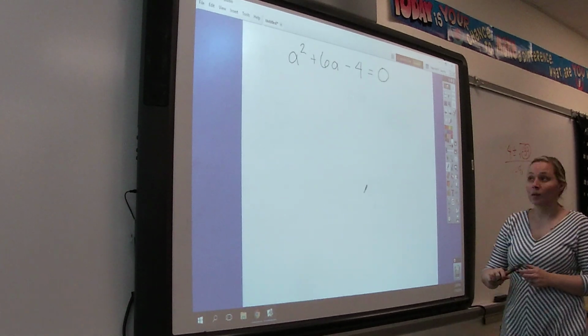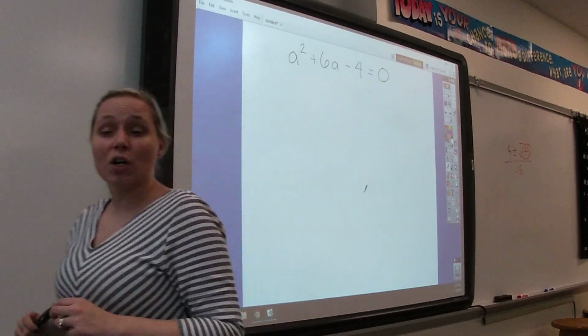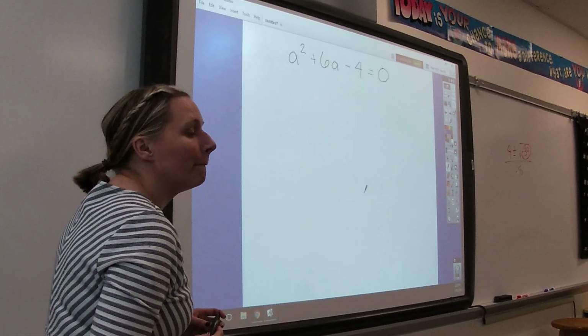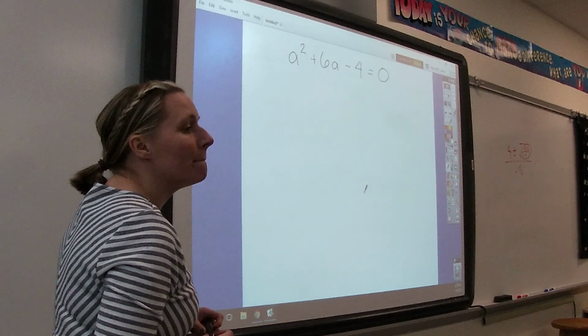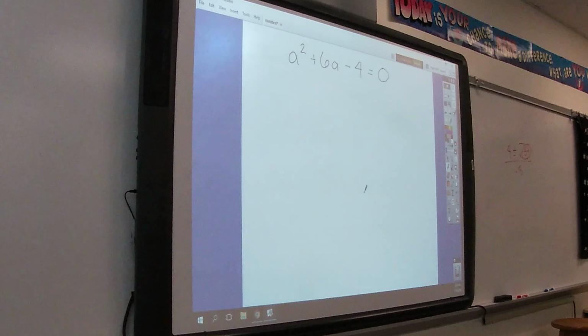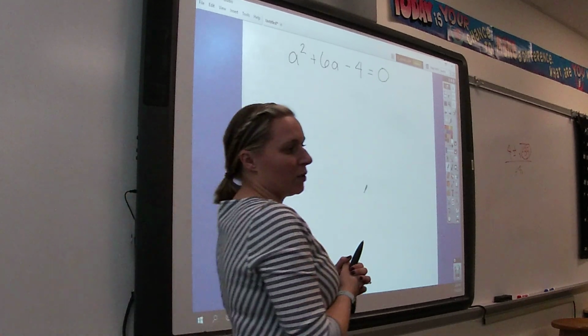Okay. Right, so this is in the correct form for the quadratic formula. It's set equal to 0. Okay, so what does A equal? Yes, Maddie? So the only qualification it needs for the quadratic formula is that it has to be set equal to 0. Yep. And it has to have an exponent of 2, otherwise it wouldn't be a quadratic.